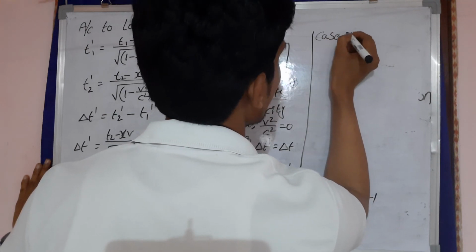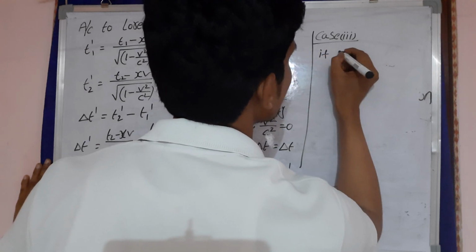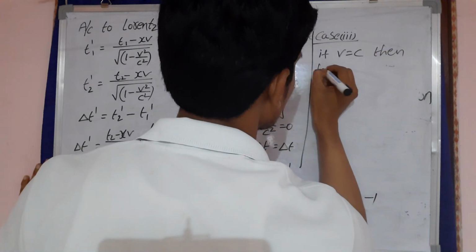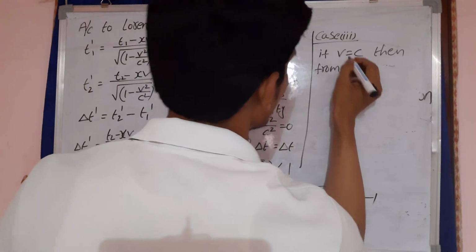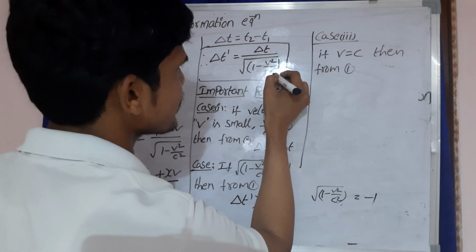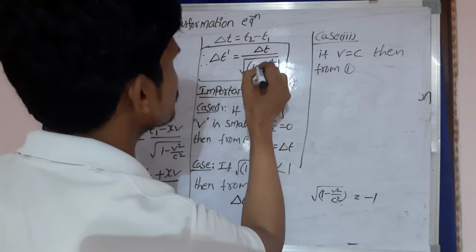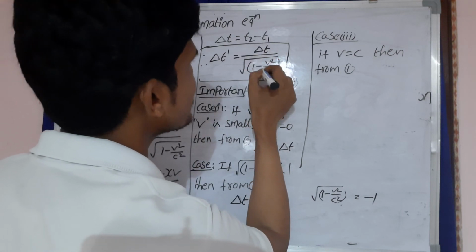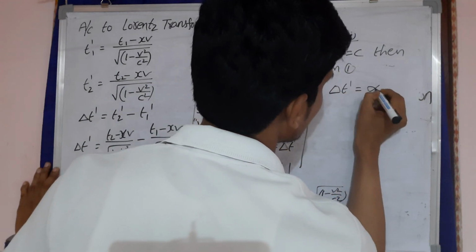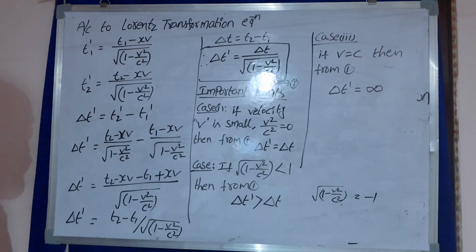Last one, case 3: if v equals c, then from equation 1, v square by c square equals 1, so 1 minus 1 equals 0. Root over 0 means 0. So delta t by 0 means infinity, and delta t dash equals infinity. So these are the important points of time dilation.